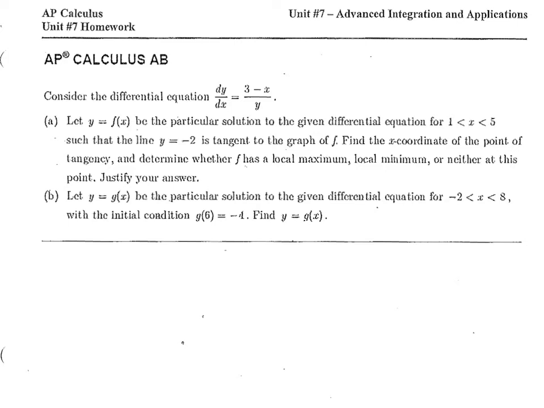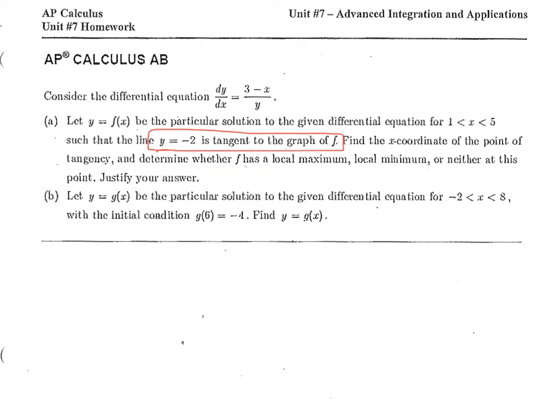We need to find the particular solution so that the line y equals -2 is tangent to the graph of f. I want to focus in on this phrase right here. So we know something about a tangent line. Think about a tangent line. And the line y equals -2 is a horizontal line. So our tangent is a horizontal tangent.